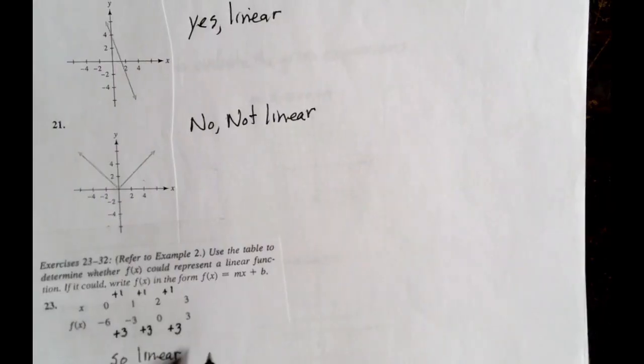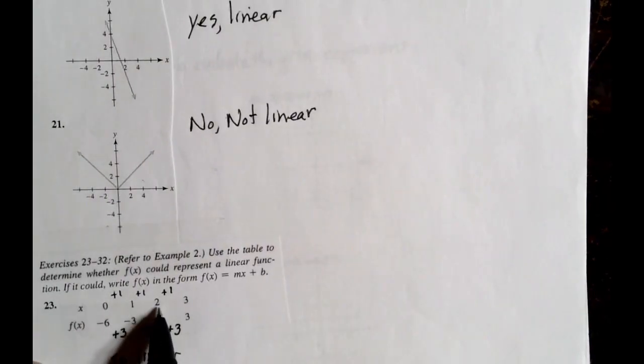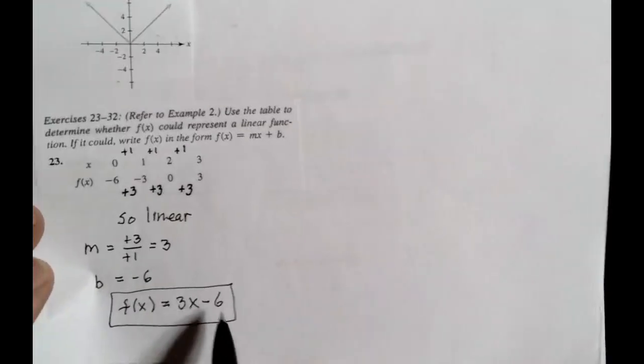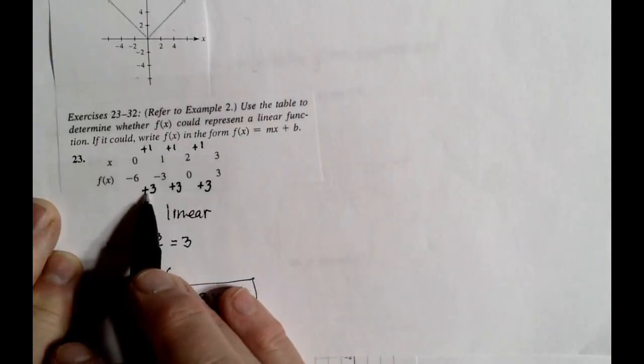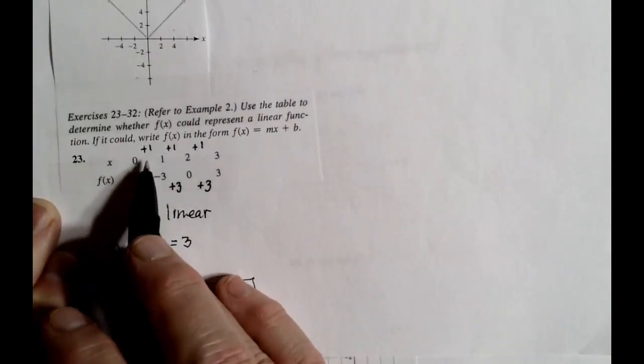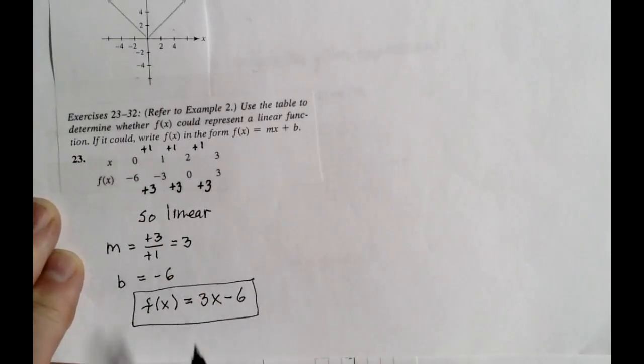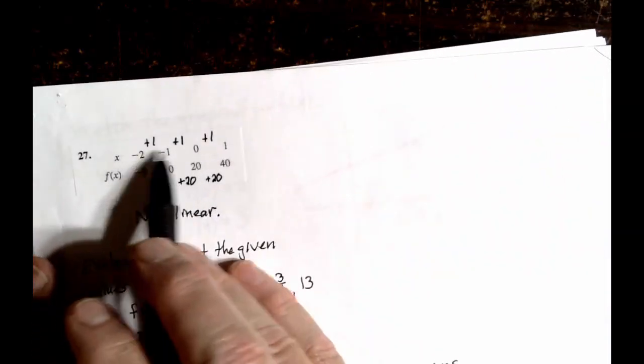Yeah. And they want you to find the equation. Well, first off, when x is 0, you got minus 6, so that means your b is minus 6. Now how do we get the m here? Well, it's this number divided by that number. Positive 3 divided by positive 1 is 3. So that's your answer.